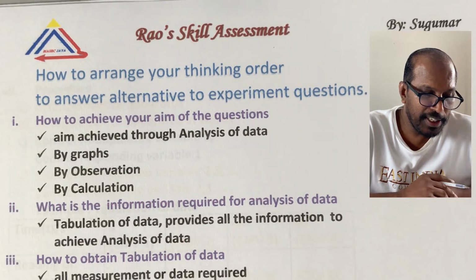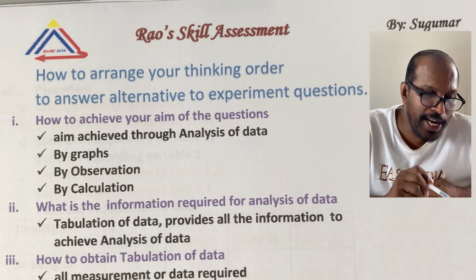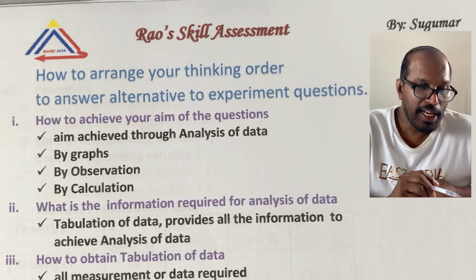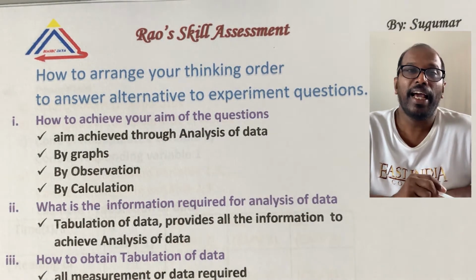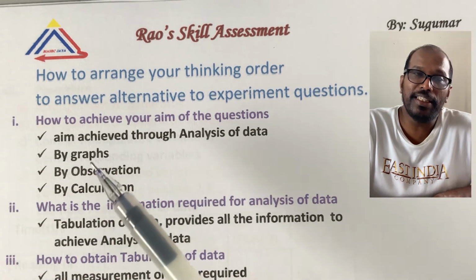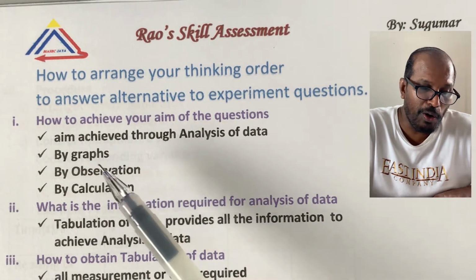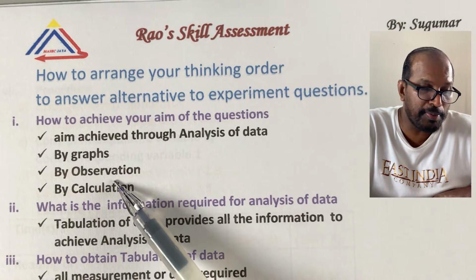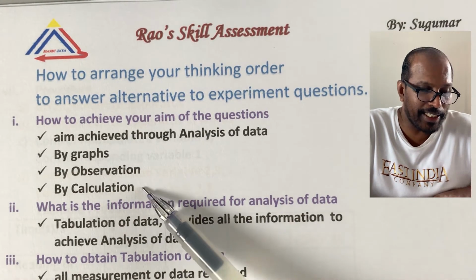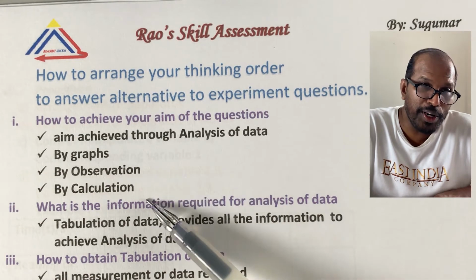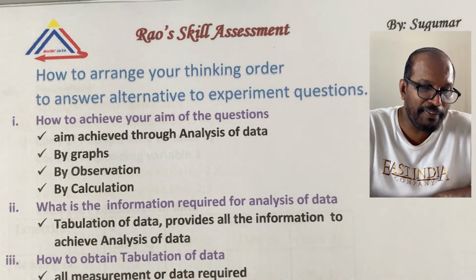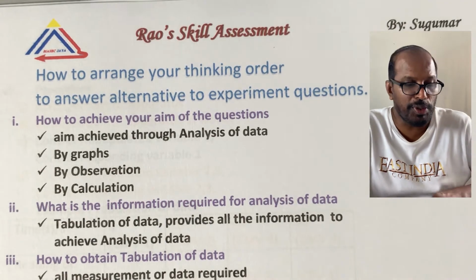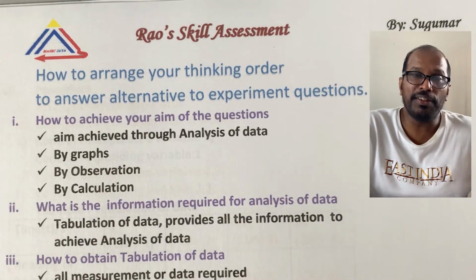Now, to do this, we need to achieve the aim through analysis of data. And this analysis of data can be done by using a graph, or a specific observation being stated, or by doing the calculation. Either one of it, or two of it, or all three of it will be used to achieve the aim of the experiment. That's what we call the analysis of data. So without knowing the analysis of data, you are unable to achieve the aim.